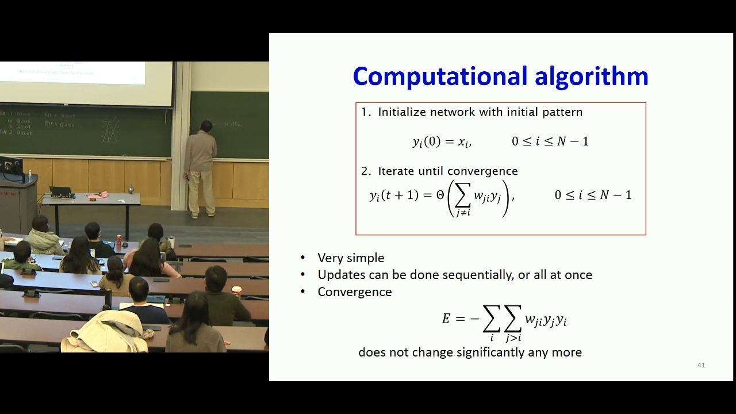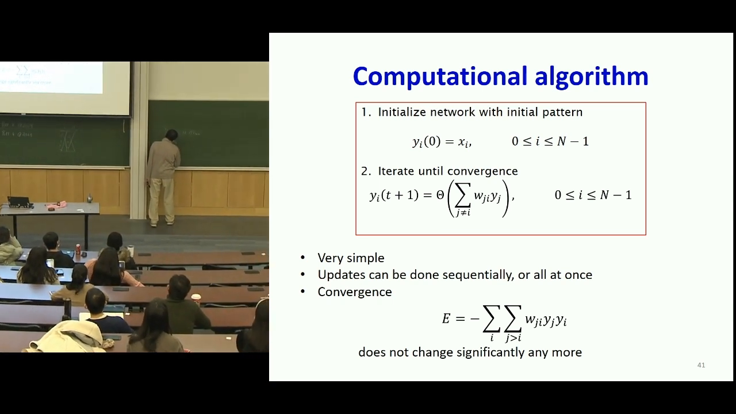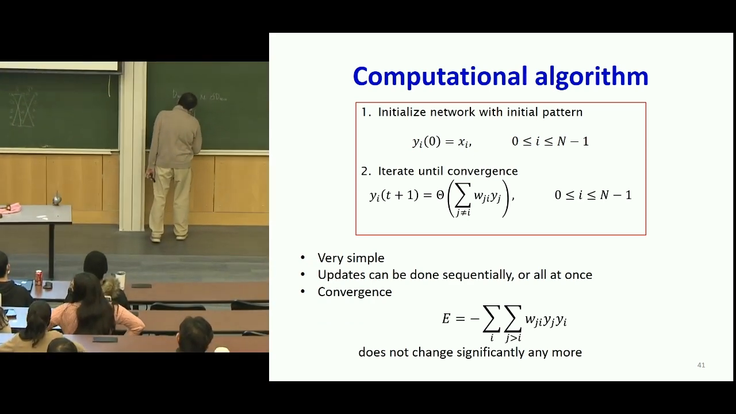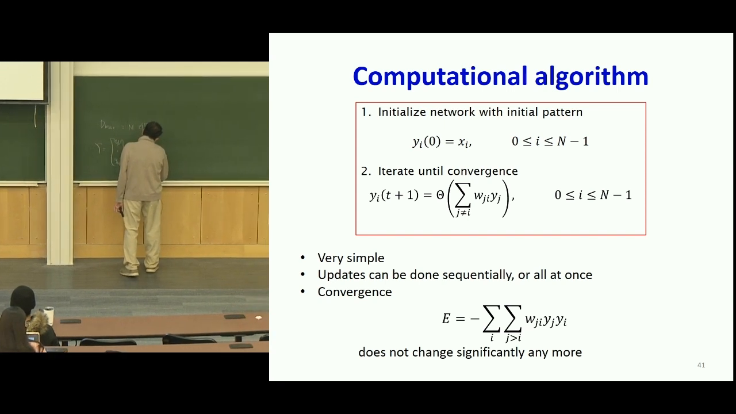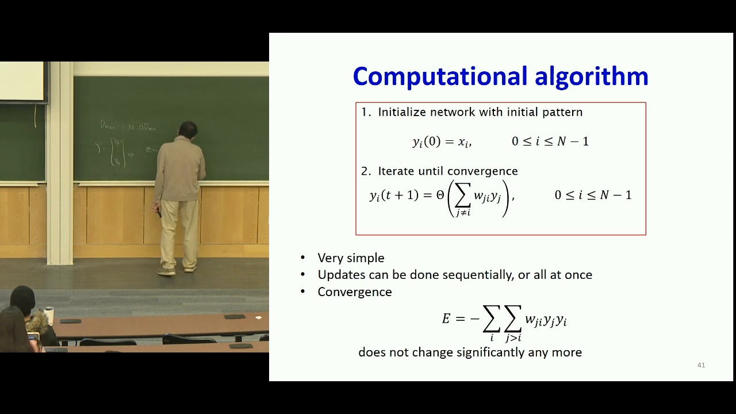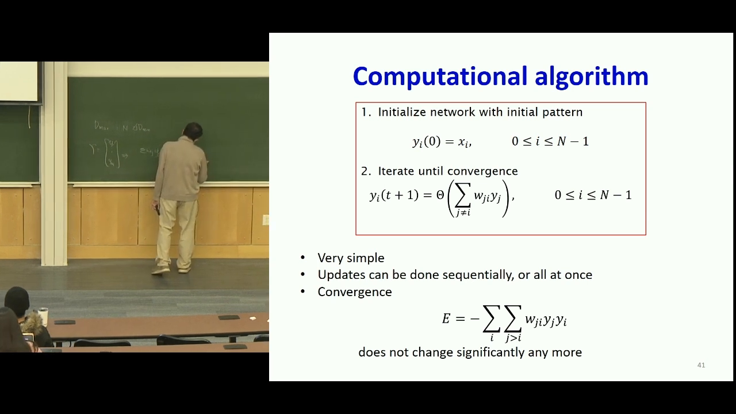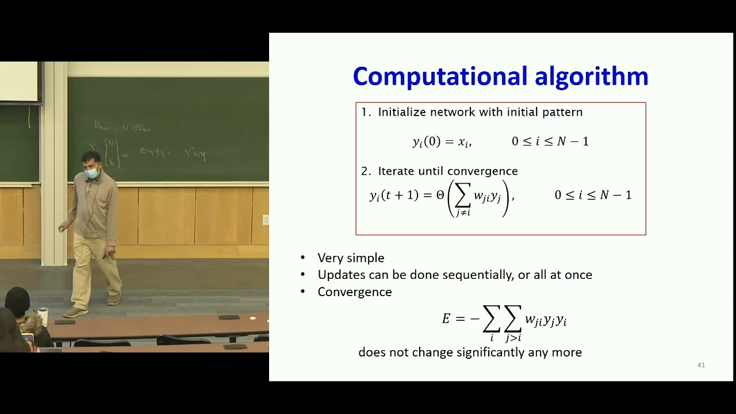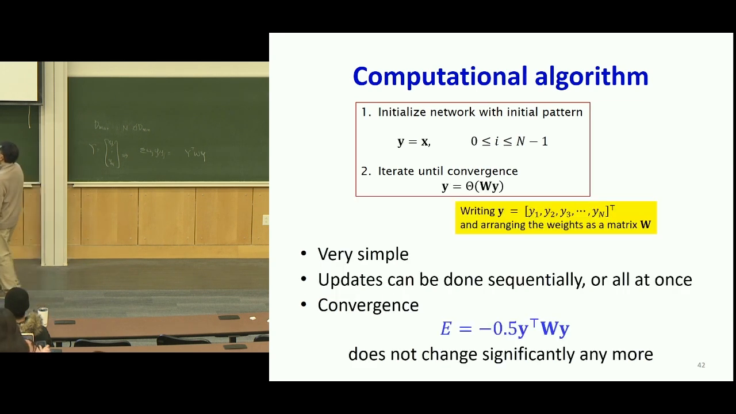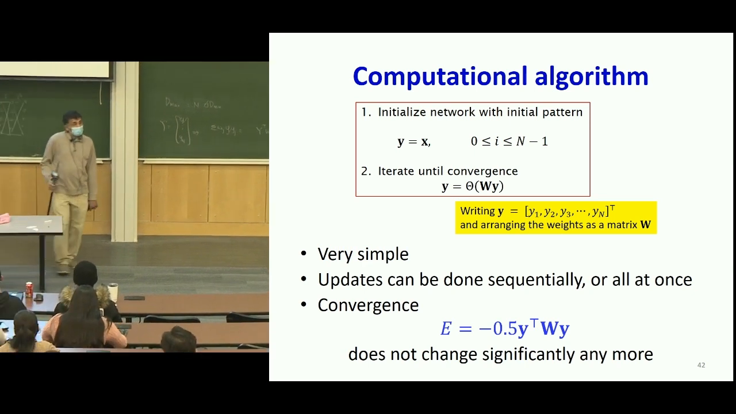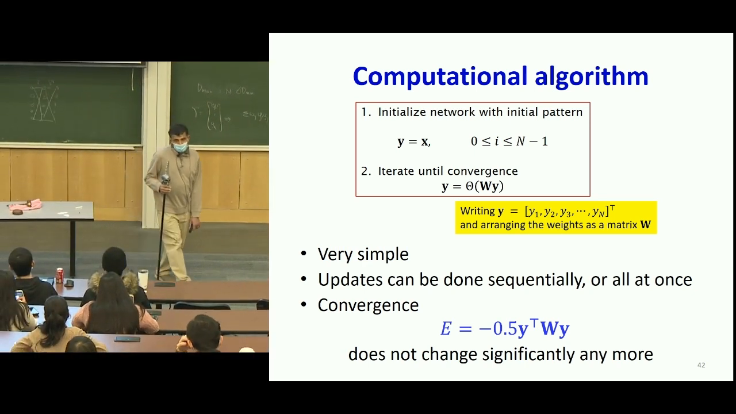But then instead of writing it like so, I can also think of it this way. I can say y equals y1 through yn. And then summation w_ij y_i y_j is simply going to be y transpose W y. Right? I can just write this in matrix form. So in matrix form, the network is going to continue to evolve until the pattern doesn't change.